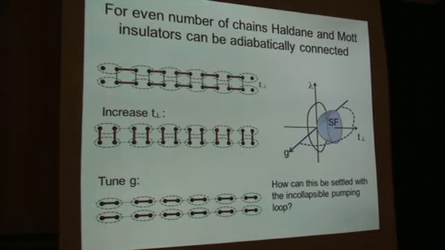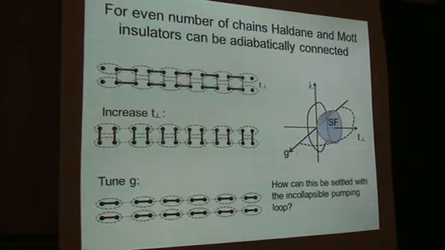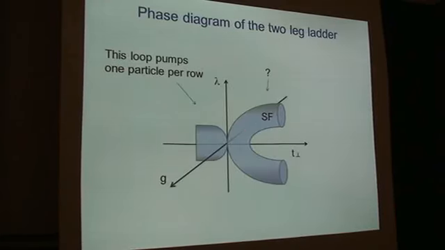So how can this be settled with an incollapsible pumping loop? The only way we can think of settling it is that the superfluid phase cannot end just as a bubble here. It has to develop some horns here that go up and down and never end, so that the pumping loop will not be able to collapse. That's the only way to resolve this seeming paradox. And this is fine, because in this plane of lambda equals 0, we can still connect these two phases adiabatically at sufficiently strong coupling.